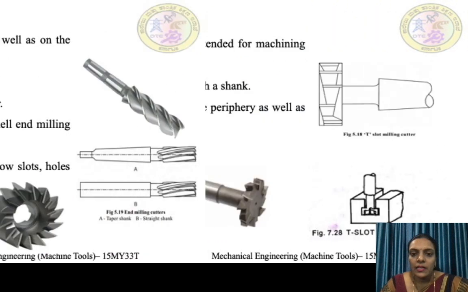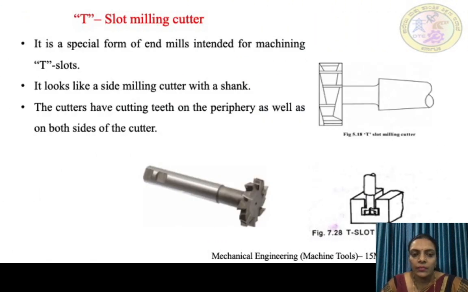Next is T-slot milling cutters. These T-slot milling cutters are a special form of end mills. It looks like an end mill only, but it is a side milling cutter having a shank. These special forms of end mills are for producing T slots and dovetail slots. It looks like a side milling cutter with a shank, and the cutter has cutting teeth on the periphery as well as on both sides of the cutter.